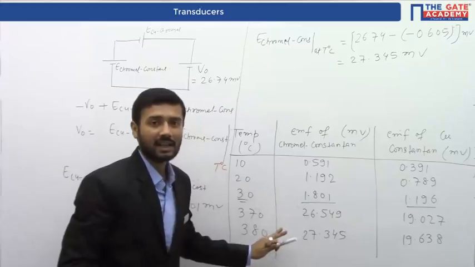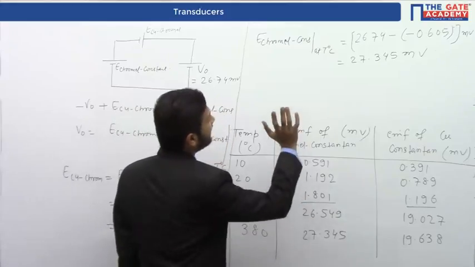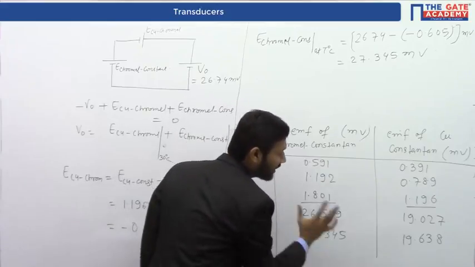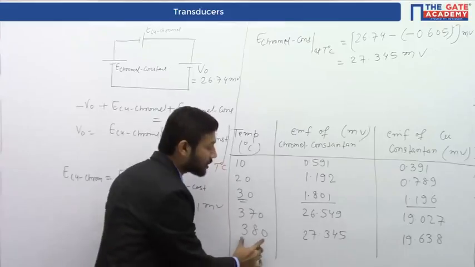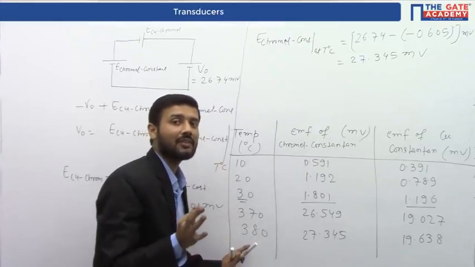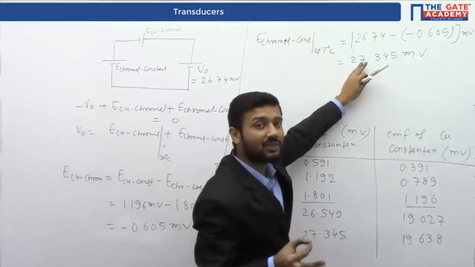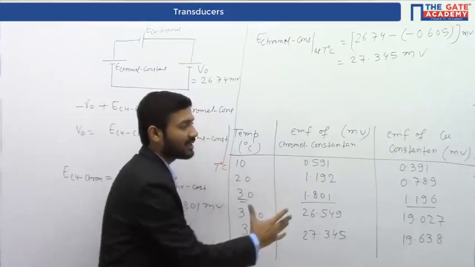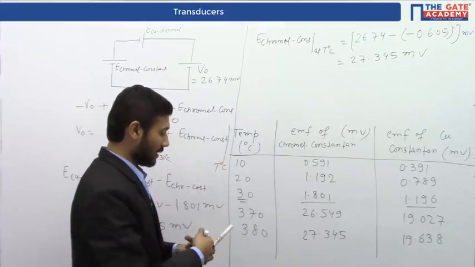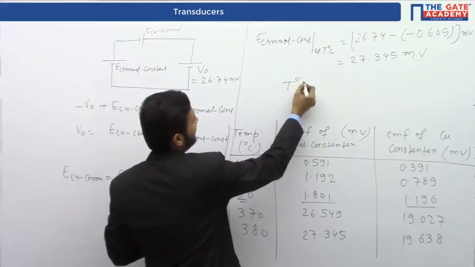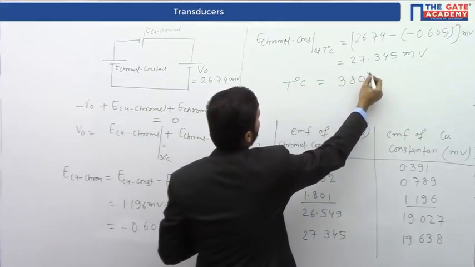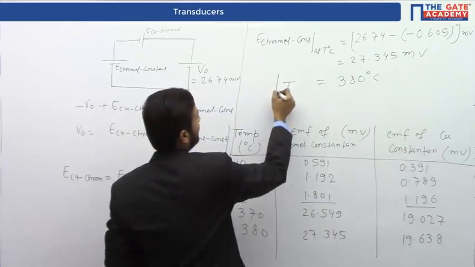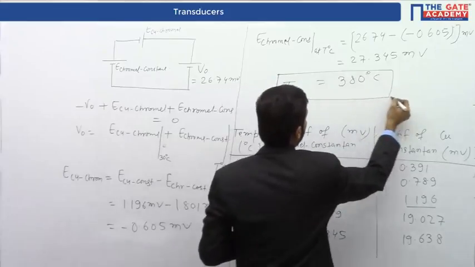Now, from the given data, this E chromel constantan will give 27.345 millivolt at T equals to 380 degrees C. As per the given data, this EMF of 27.345 millivolt we get at temperature 380 degrees C. So our answer is the hot liquid temperature T will be equal to 380 degrees C. So this is our required answer.